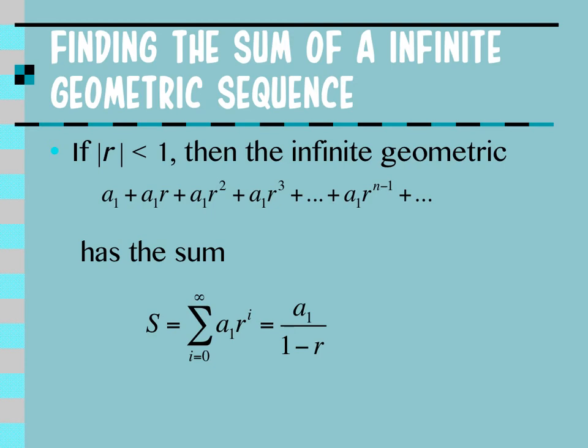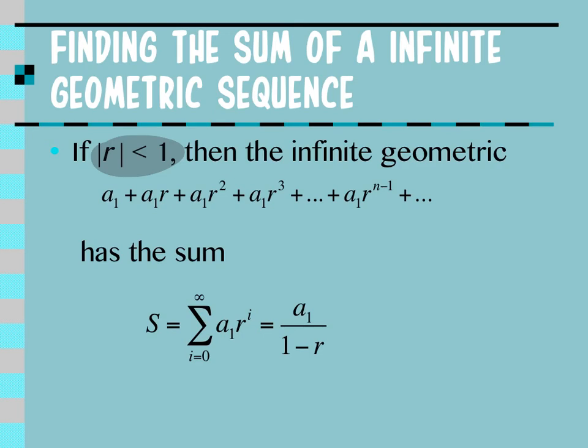So that's the first thing you're going to check for: is r, in absolute value, so the sign doesn't matter, it can be positive or negative, a fraction between 0 and 1? Not just any fraction, because it can't be 3 halves. 3 halves would be bigger than 1.